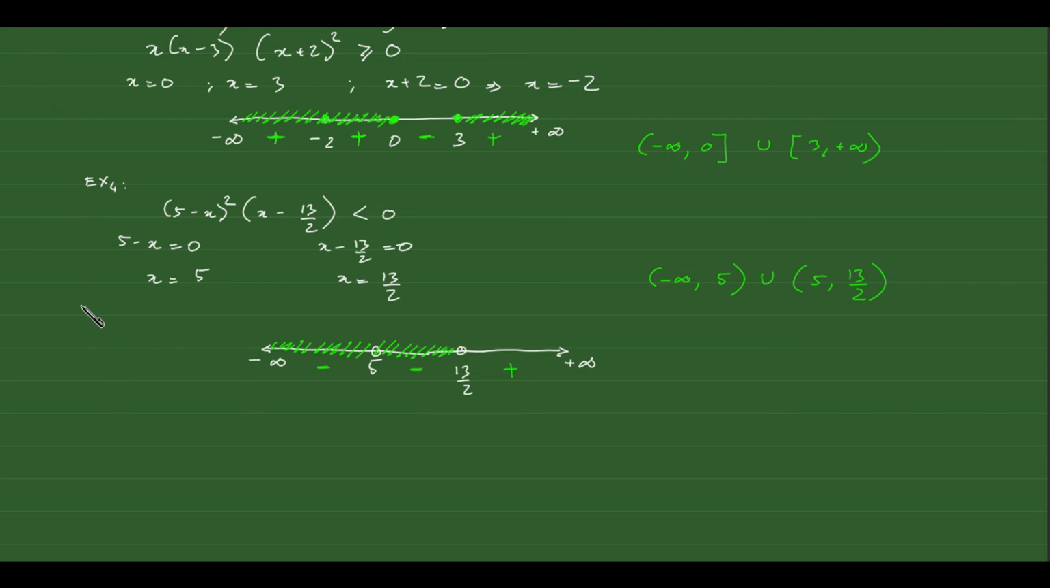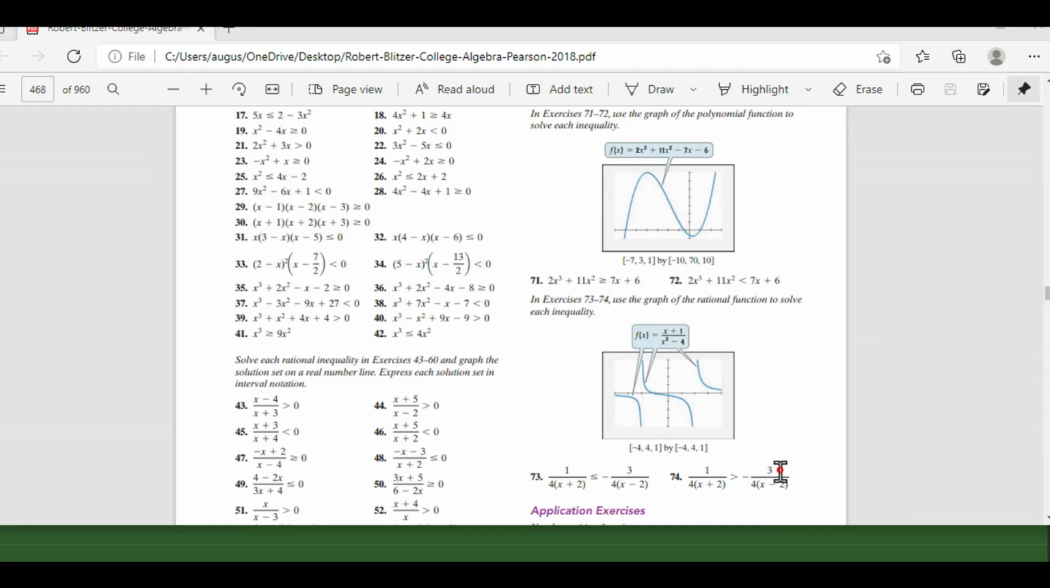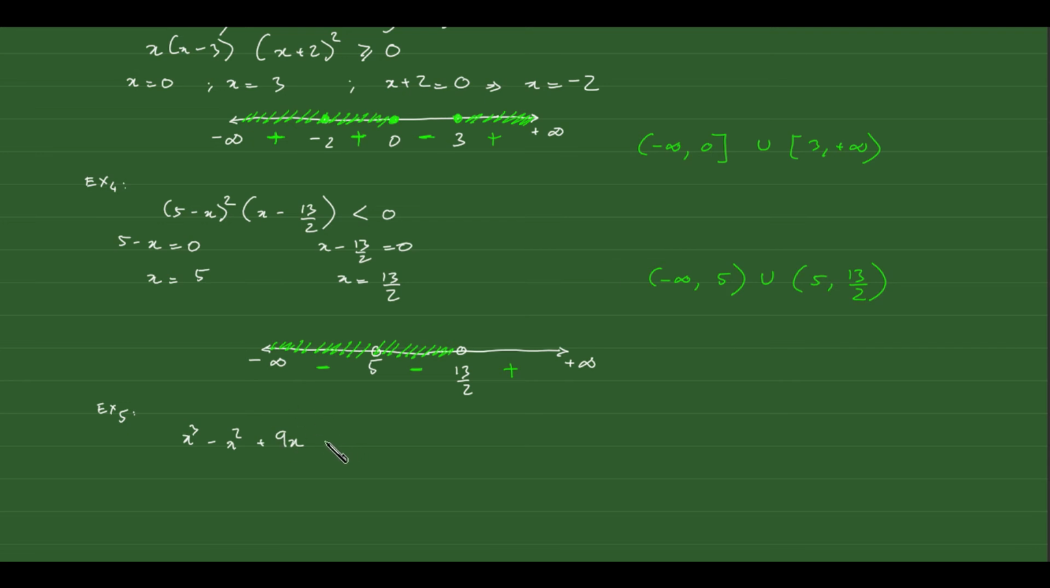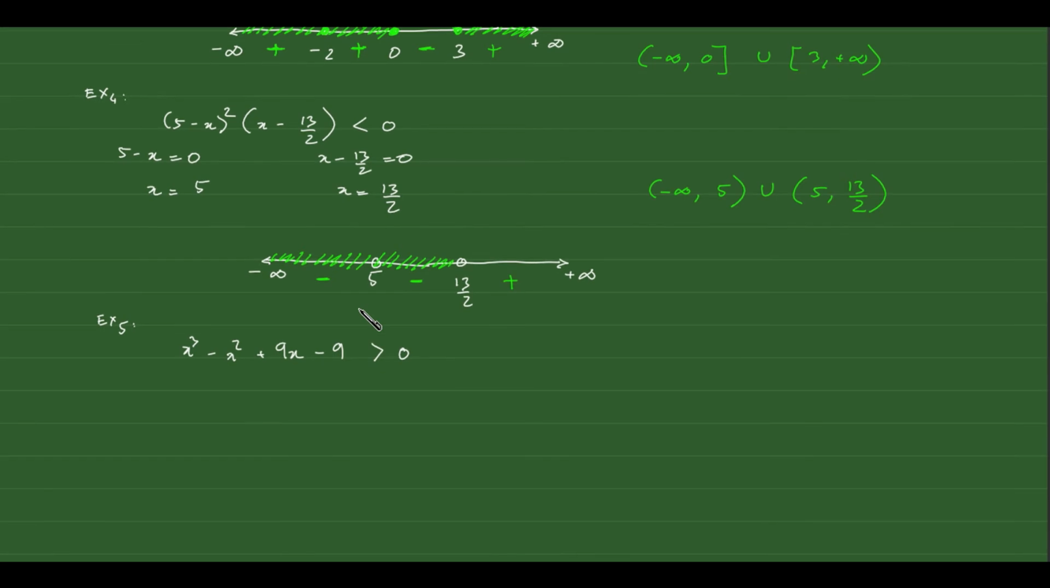Example 5. x to the third minus x squared plus 9x, right? Plus 9x. Did I get it wrong? Minus 9 greater than 0. Alright, so this is in standard form, so you have to factor them out. So let's factor by grouping. x squared times x minus 1 plus 9 times x minus 1 greater than 0, and you see the x minus 1 in common, so x minus 1 times x squared plus 9 greater than 0.